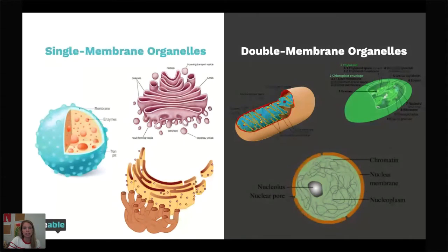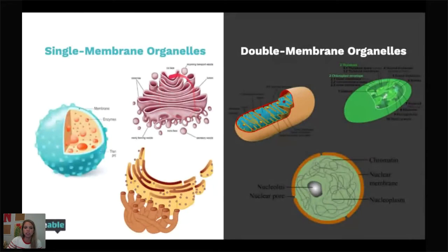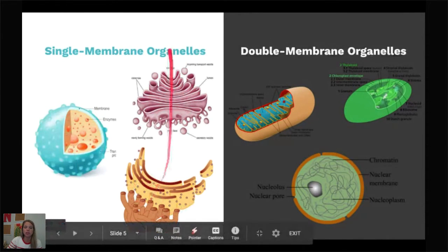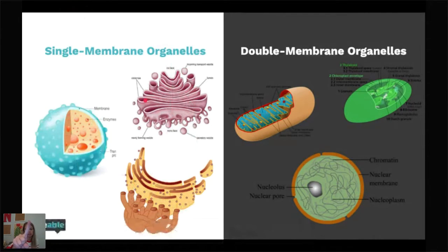But in any case, it's got that membrane and it's gonna have to go through the membrane in order to get into those organelles. So we've got a Golgi, lysosome, and endoplasmic reticulum. These are gonna be your single membrane organelles. They have a membrane, but it's just one layer. Uno.